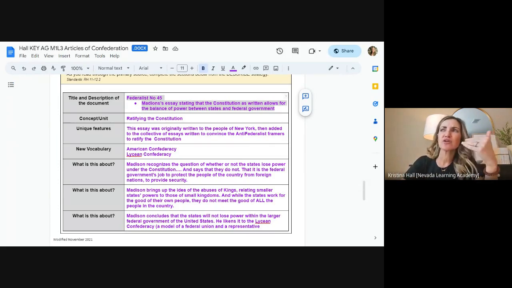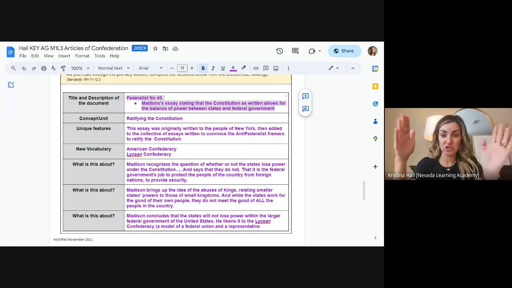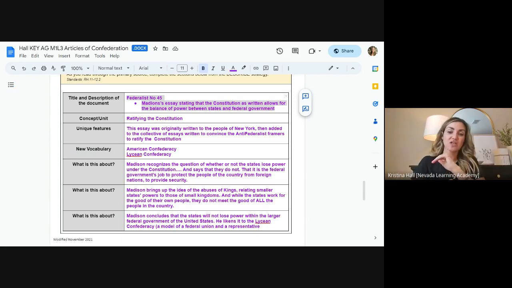Because each Federalist paper is trying to convince people of different concerns. So this one is really trying to address: how do we know that the states will have some autonomy and it's not just a dictatorship?